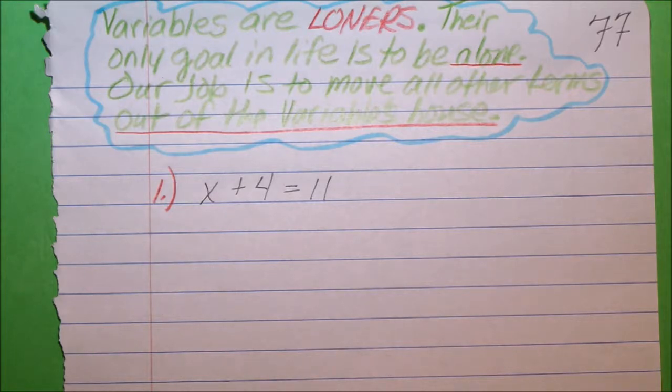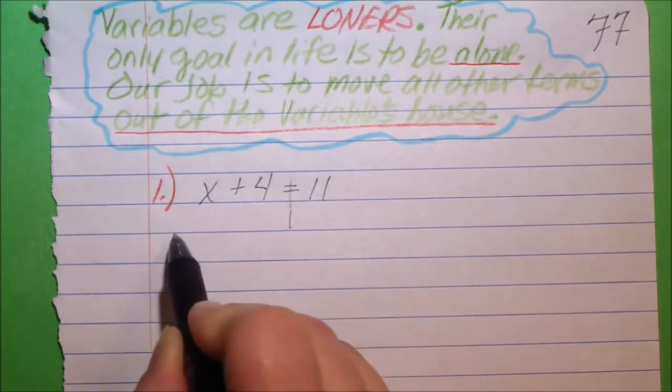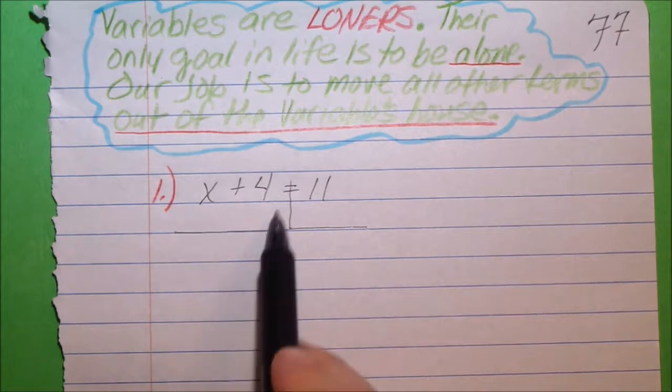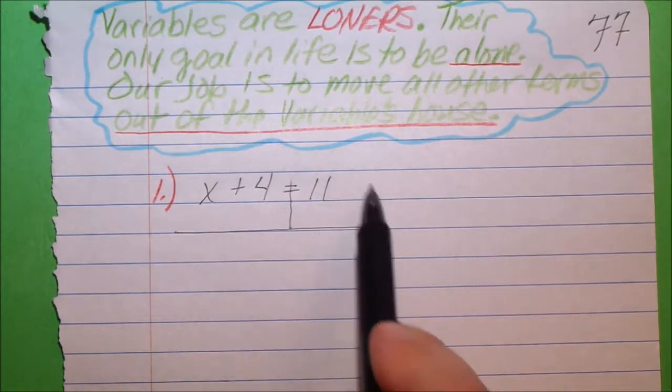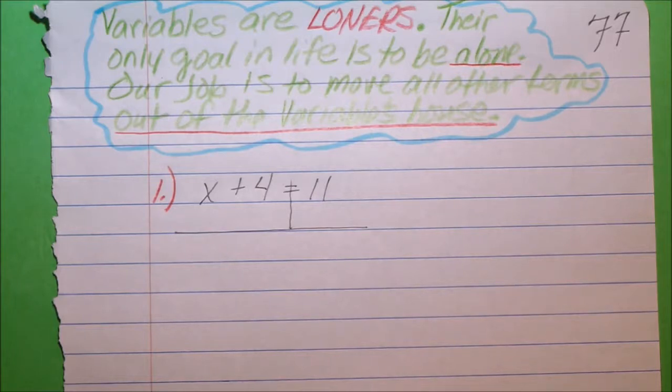But to do that, what do we know about variables? They want to be alone. So we've got to get that variable alone, which means the first thing I'm going to do is build my fence. All right? Okay, this is the variable's house. This is his neighbor's house. The variable has this 4 in his house, and he wants the 4 gone.